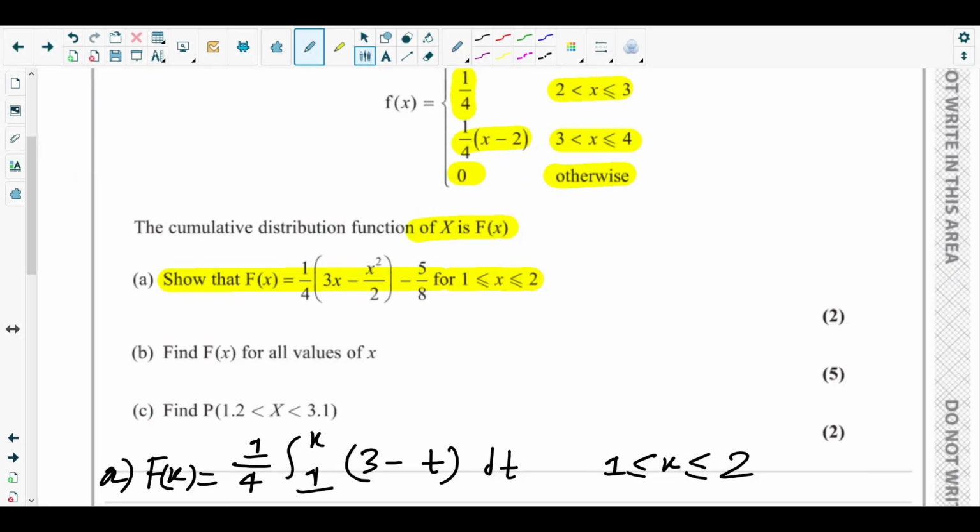Fine. Next is part B. In part B, the question is asking to find F of x for all values of x. So we need to find the CDF, the cumulative distribution function of X, for all values of x.